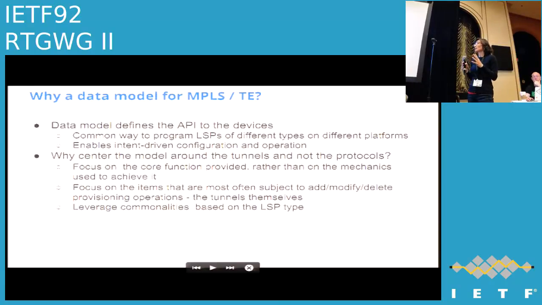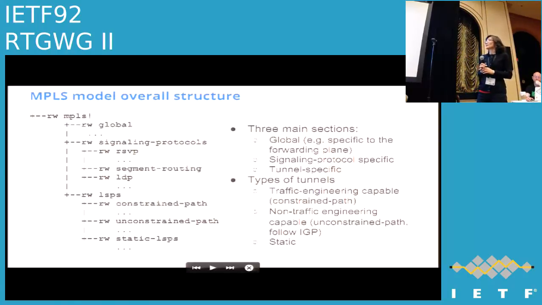The idea is to leverage commonalities based on the LSP type, and we'll see this in a second. So at the high level, the model has three main sections. It's a global section specific to the forwarding plane, and we are focusing only on the MPLS forwarding plane. There is a signaling protocol specific section, and then a tunnel specific section. And in the tunnel specific section, there are three sections again for traffic engineering capable, non-traffic engineering capable, and static LSPs.